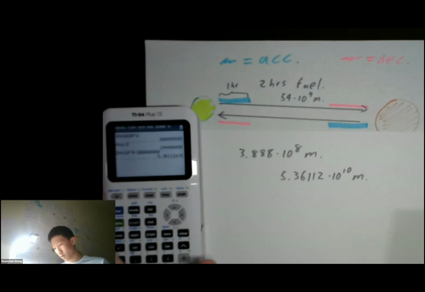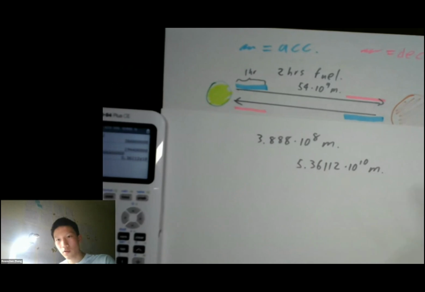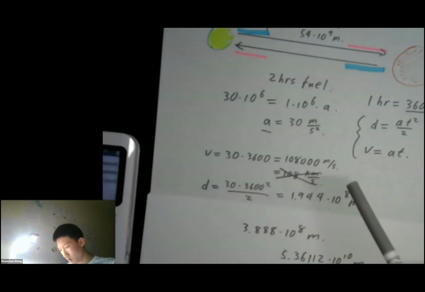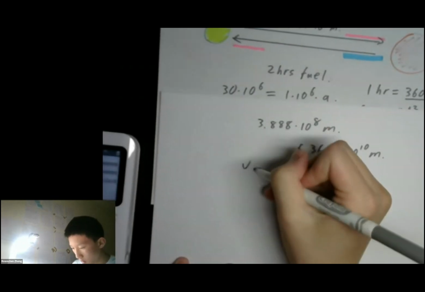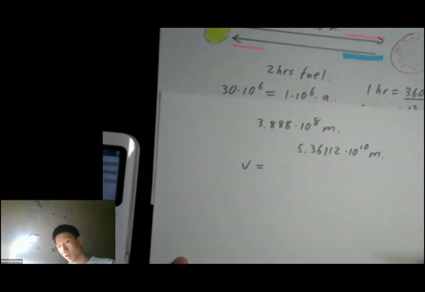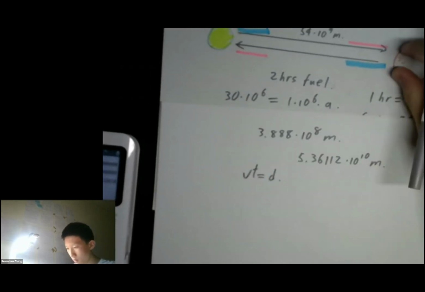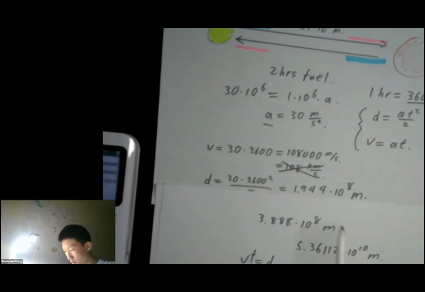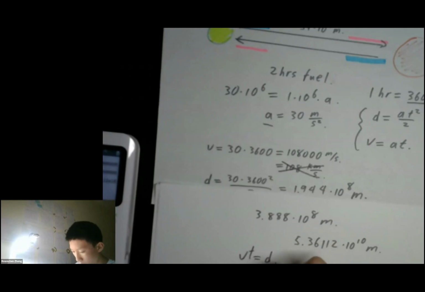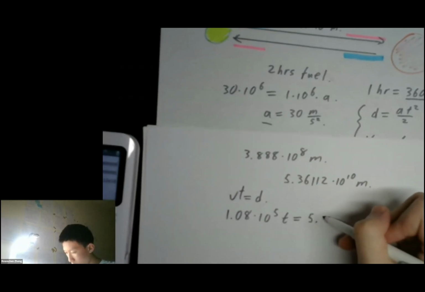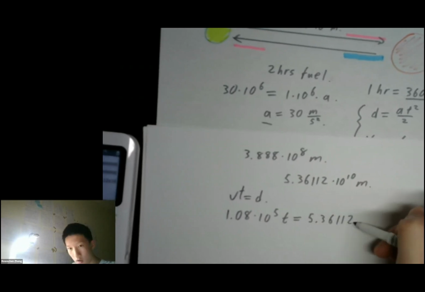And now, this question, believe it or not, we're actually wrapping up. We've got the velocity, and some of you might already know before taking this class that velocity is equal to distance over time. That means velocity times time has got to be equal to distance. So let's plug things in. Velocity, we've got 108 followed by 3 zeros, that's 1.08 times 10 to the 5, times time is equal to this mess, 5.36112 times 10 to the 10.